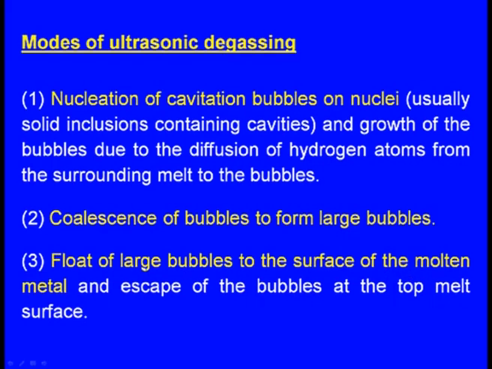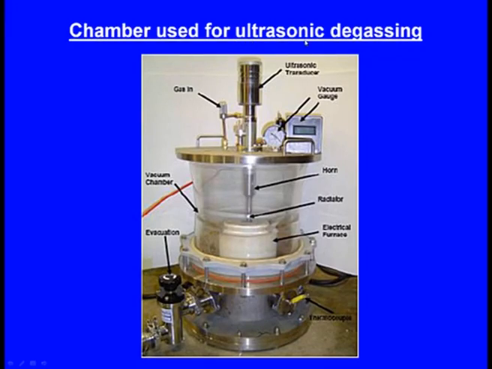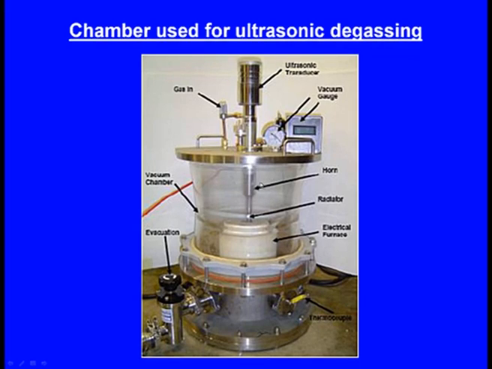Finally, float of large bubbles to the surface of the molten metal and escape of bubbles at the top melt surface. And here we can see this is the chamber used for ultrasonic degassing, and this is the ultrasonic transducer, and this is the electric furnace, and this is the vacuum chamber, and here the molten metal will be there and this will be causing the ultrasonic vibrations.